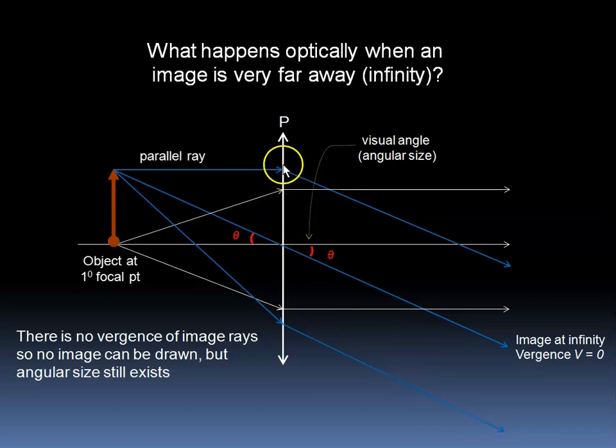However, the angle of the rays from the top point is different than the rays from the bottom point. There is an angle theta between them, which we call the angular size of the image. Even though there is no divergence of the rays, we can still consider this to have an angular size.